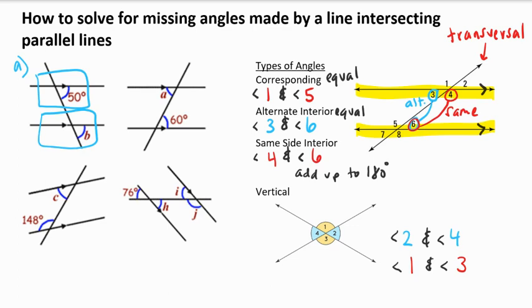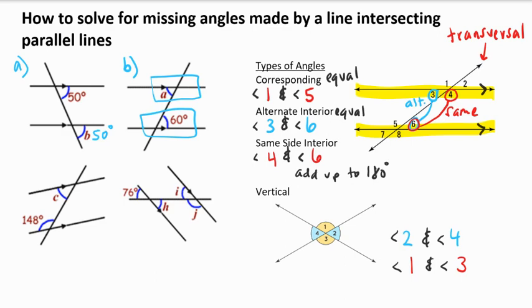So I can see here that 50 is in the bottom right-hand corner of the group, and B is as well. They're also in the bottom right-hand corner. So because of that, I know that B is going to equal 50 degrees, because right here we said corresponding angles are equal. All right, so for B, let's see. So let me draw my box again.